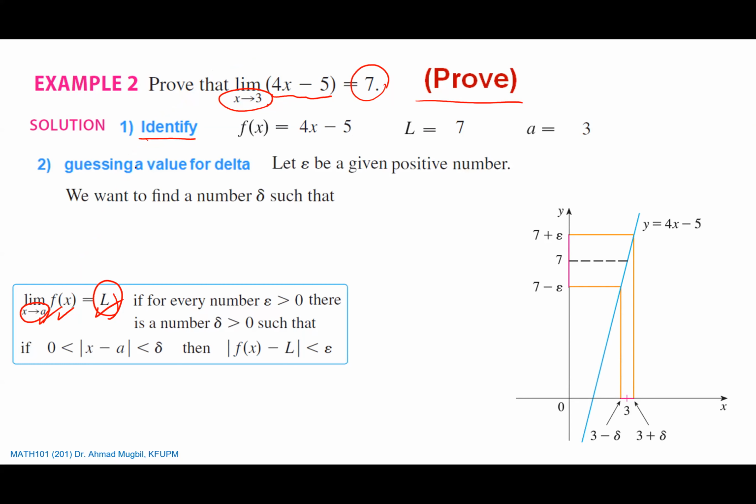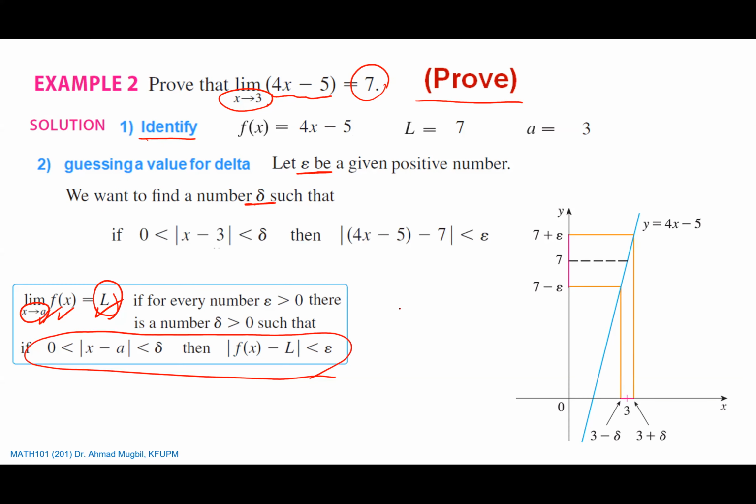Now, to guess a value for delta, what you need to do? For any epsilon, you need to find a number delta, such that if the absolute value of x minus 3, where this 3 is A, is less than delta, then the absolute value of f of x minus L is less than epsilon. So you need to prove that this exists or this is valid. In this step we are guessing a value for delta. So you will start with this. You will try to simplify now.